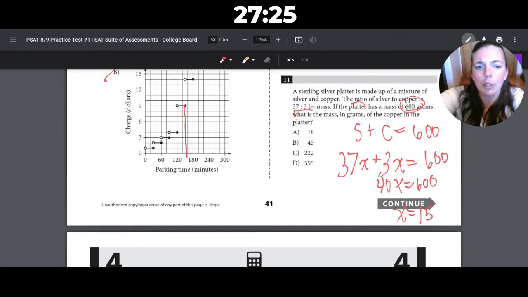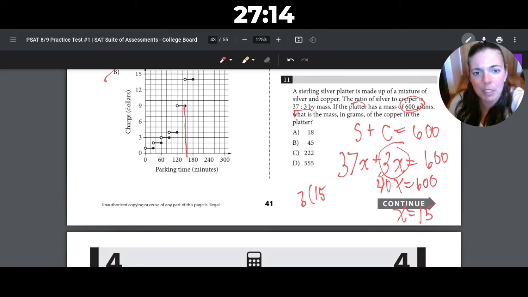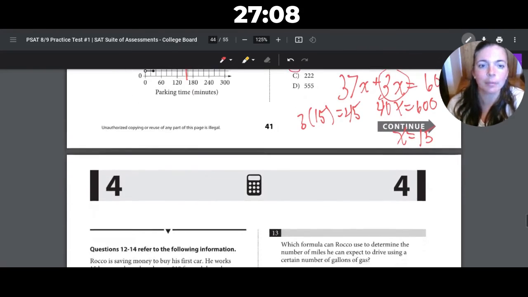So x equals 15. So from here, if x equals 15, I need to know the copper. The copper, remember, is 3x. So 3 times 15 would give me 45. So that would be the total mass of just the copper, 45.